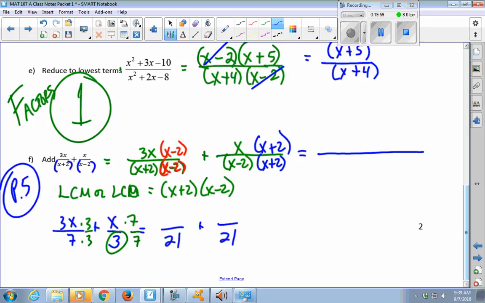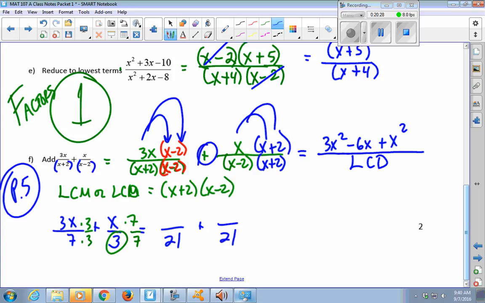I put one big long fraction bar like this, and I put LCD. I don't bother writing it out at this point. I just do LCD, and there's a reason for this. I'll tell you later. So then you do this, 3x times x, you get 3x squared. 3x times negative 2 is negative 6x. And we're lucky here because it's addition, so we don't have to worry about that subtraction sign distributing through. And we got x times x is a positive x squared, and x times 2 is 2x. Now we simplify this. 3x squared plus x squared is 4x squared minus 4x.